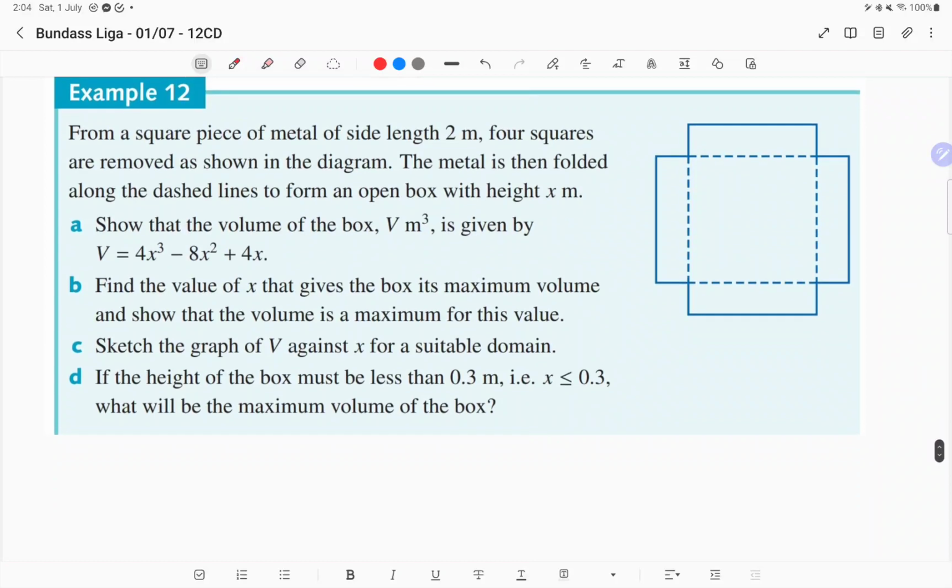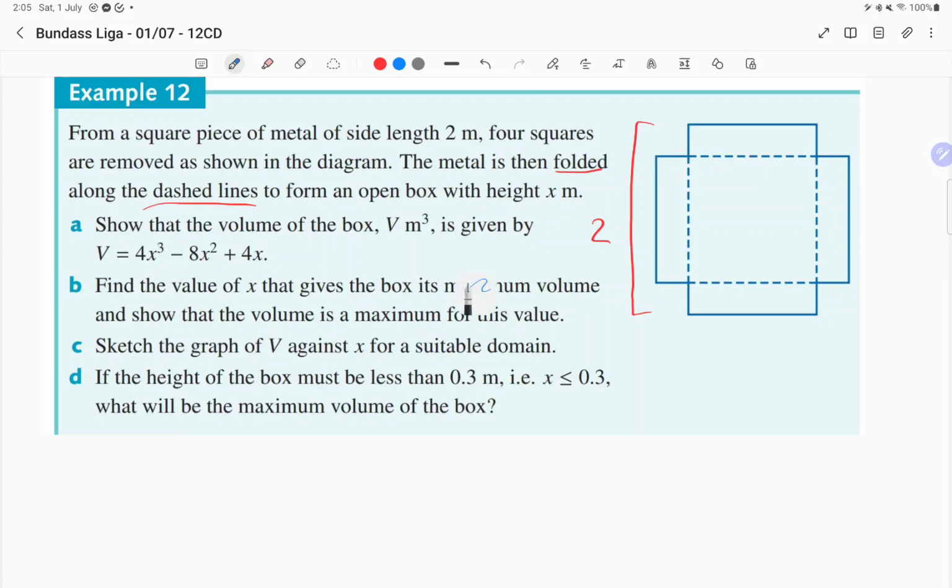Okay. From a square piece of metal of side length 2, 4 squares are removed as shown. So what they're saying is that this one here would be 2, right? And then they remove the 4 tiny squares here, and they fold it. The metal is then folded along the dashed line to form an open box. So this one would fold up to join that point there. Can you guys see that? Just fold up into the box.